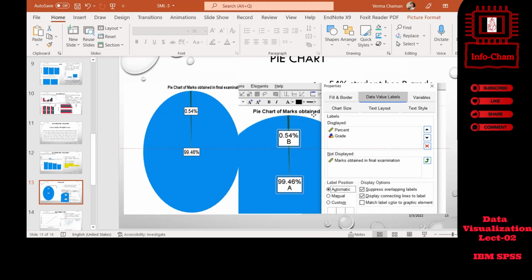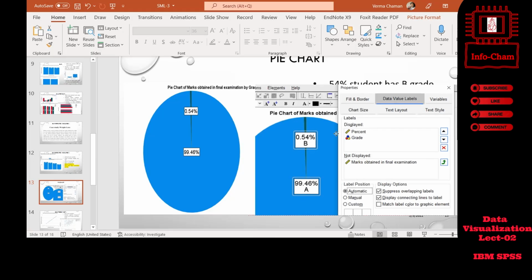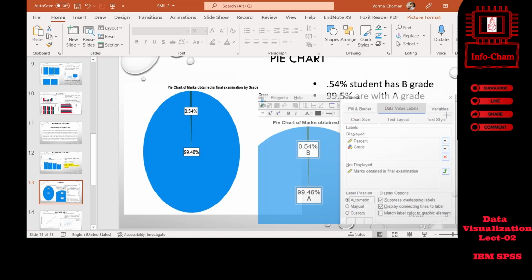It is your task. You can practice later on how to make it. You can also put some variable value over here. You can change the value name here, like data value labels. You can select grade and put it here. So 54% for grade B and 99% for grade A. You can also do it like that. I think it is very easy.